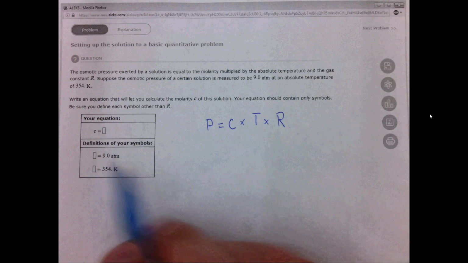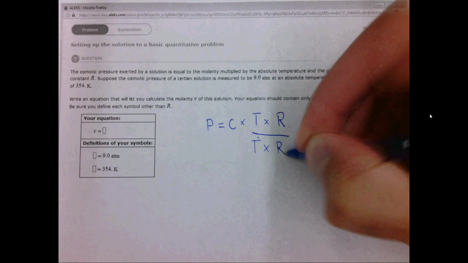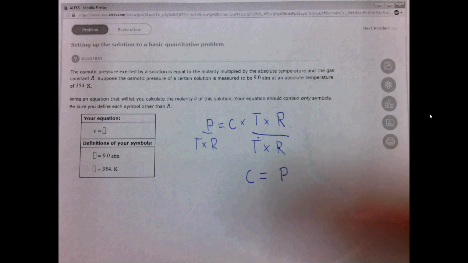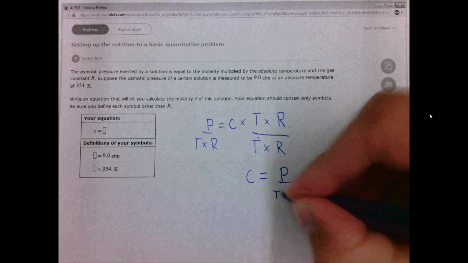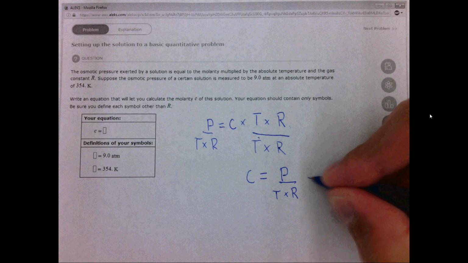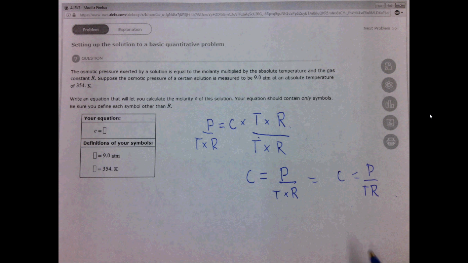Now we want to solve for C. So we want to divide both sides by T times R. So C equals P, I just switched it to the other side, divided by T times R. Okay, you may also see this written as C equals P over TR. Both are correct in my opinion.